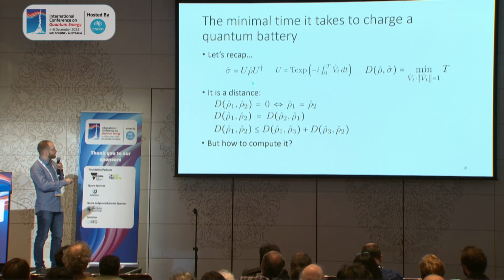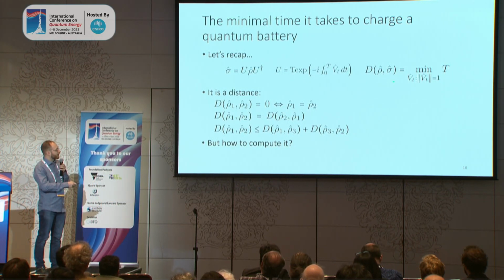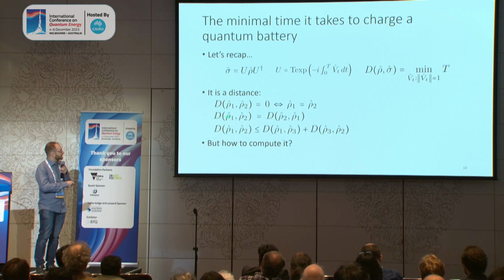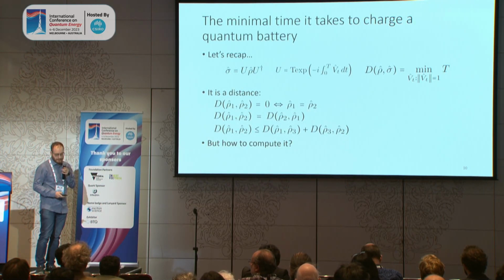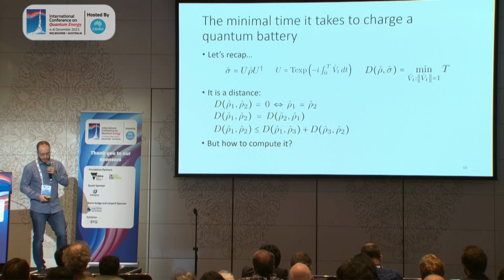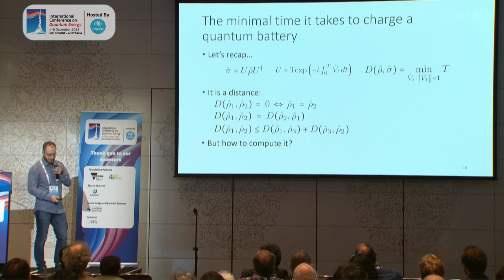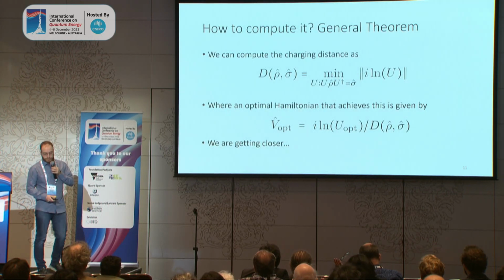So let's recap. We have the unitary evolution, the time-ordered exponential, and then we have this definition. It is a distance. It has these three properties of a distance. But the question is really how to compute it. It is not really that easy to see how to derive something like that. But we managed to do that.